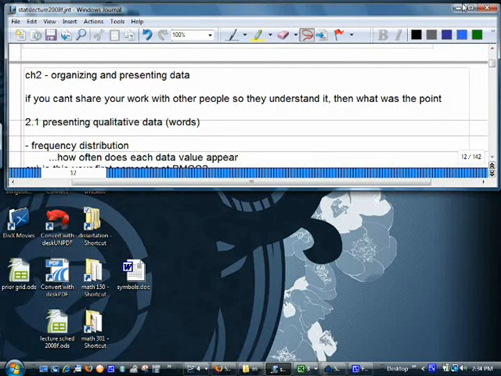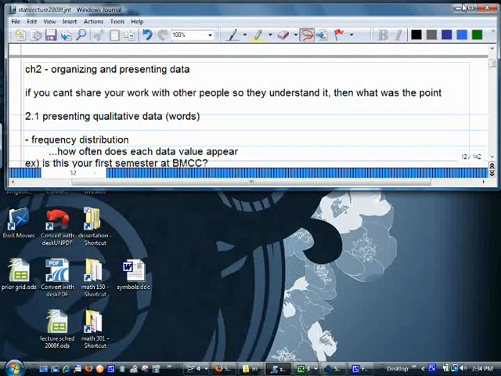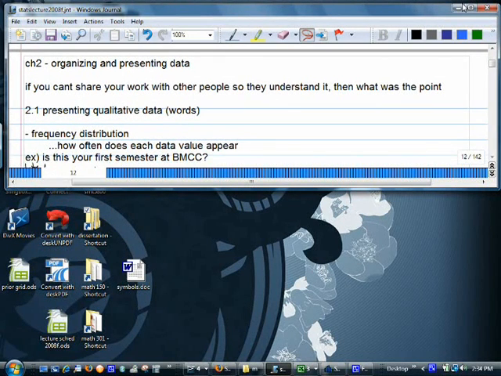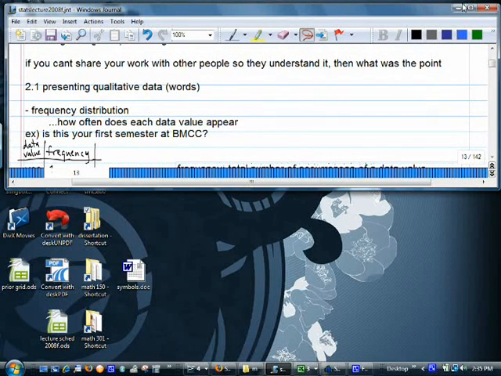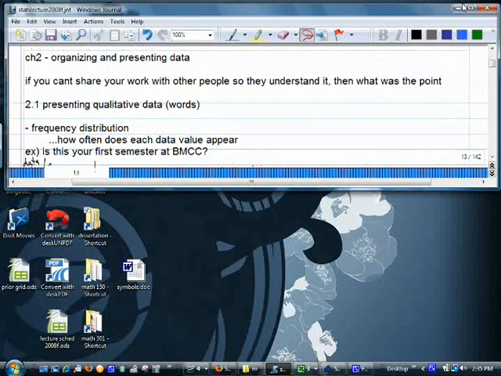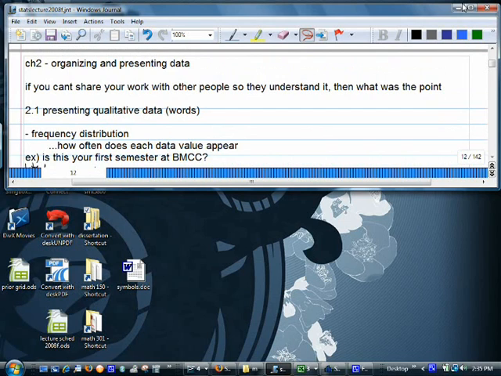So let's go back to the question from the first day survey. Is this your first semester at BMCC? The results from that survey was one person said yes and 30 people said no. So how do we record that data down? Well, we're going to record exactly this. Each data value and how often it appears.